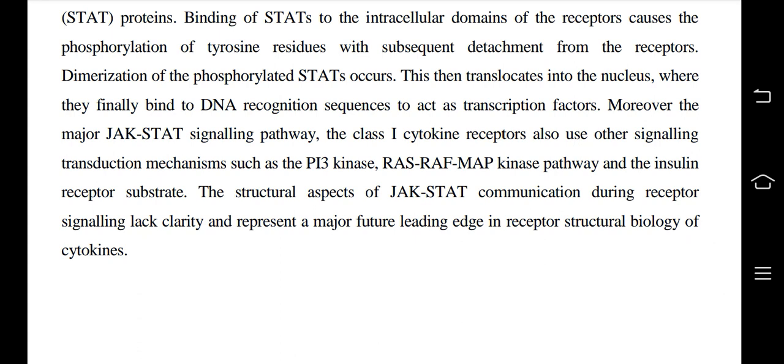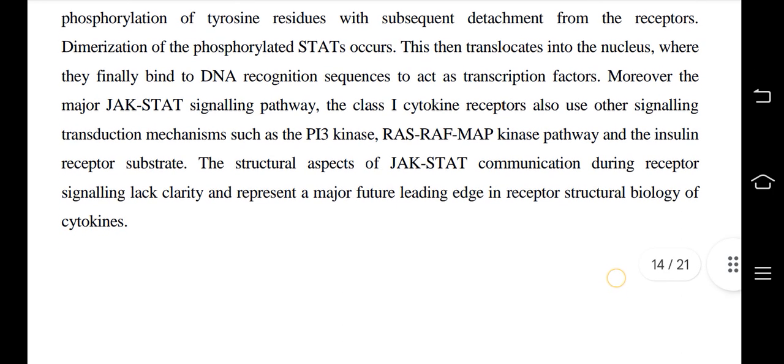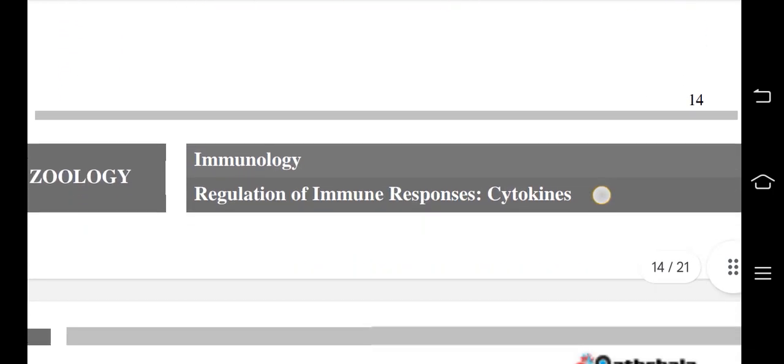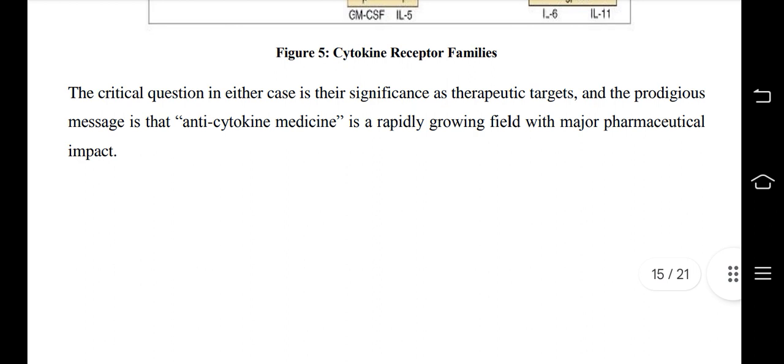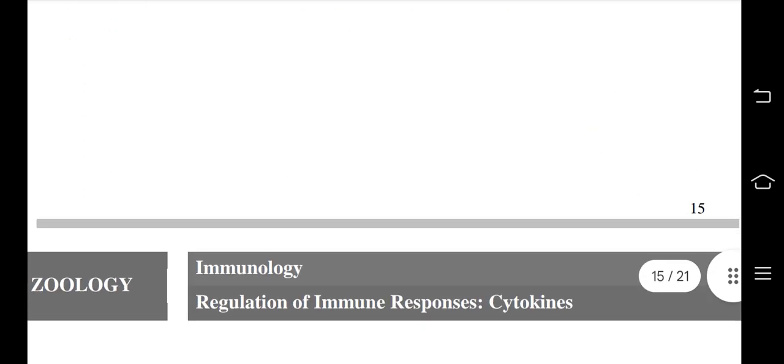Moreover, beyond the major JAK STAT signaling pathway, the class 1 cytokine receptors also use other signal transduction mechanisms such as the PI3 kinase, RAS, RAF, MAP kinase pathway, and the insulin receptor substrate. The structural aspects of JAK STAT communication during receptor signaling lack clarity and represent a major future leading edge in receptor structure morphology of cytokines. The critical question in either case is their significance as therapeutic targets, and the prodigious message is that anti-cytokine medicine is a rapidly growing field with major pharmaceutical impact.